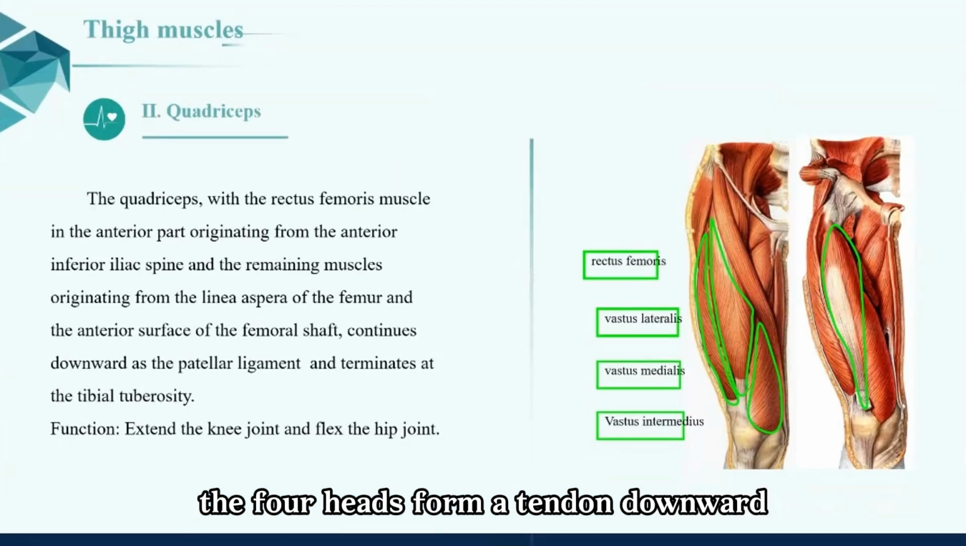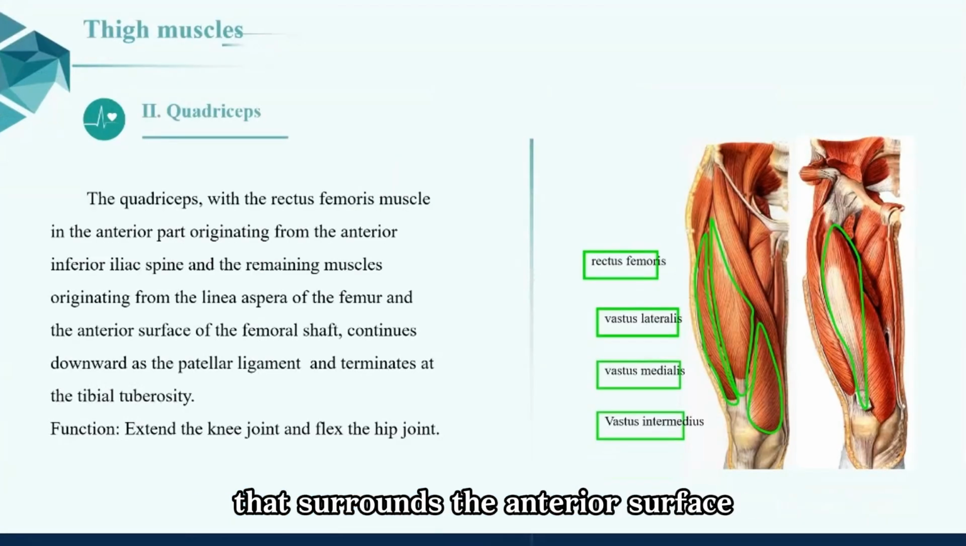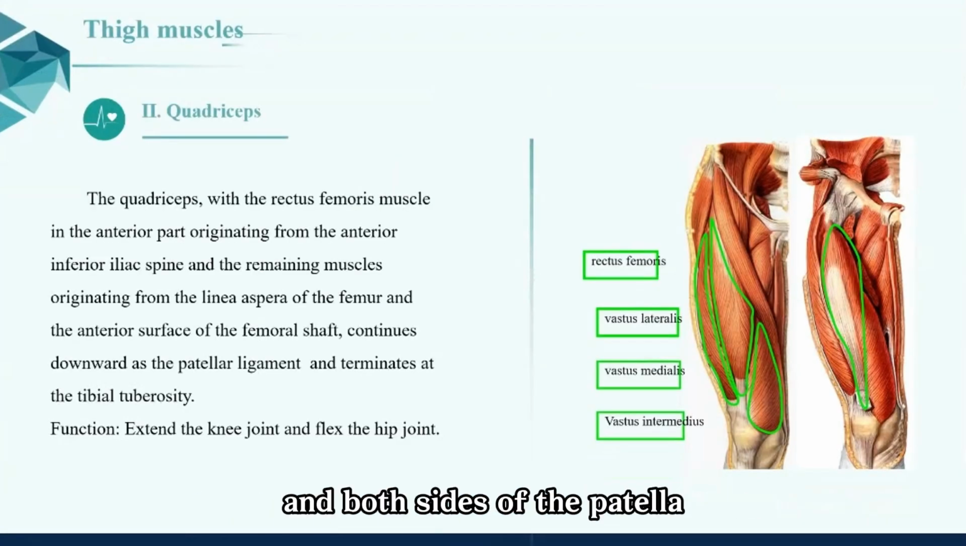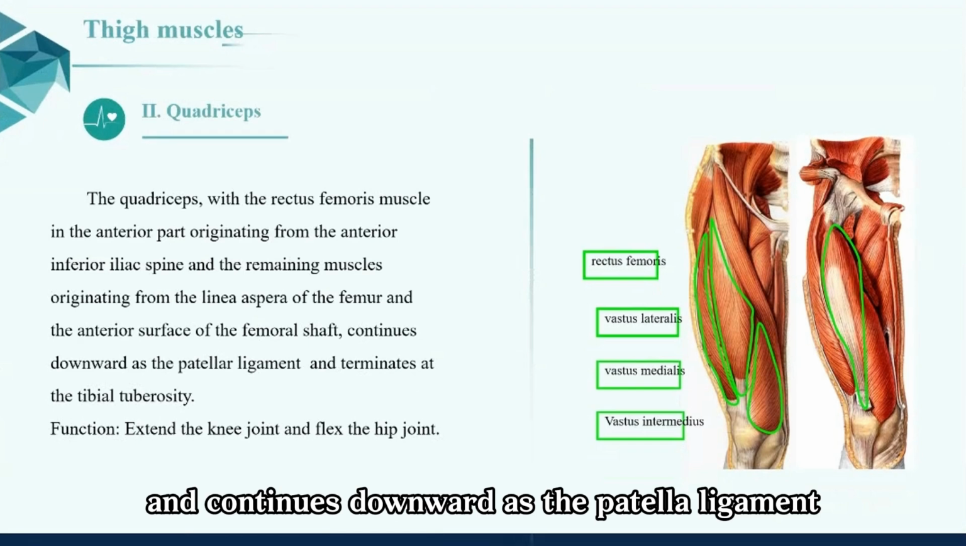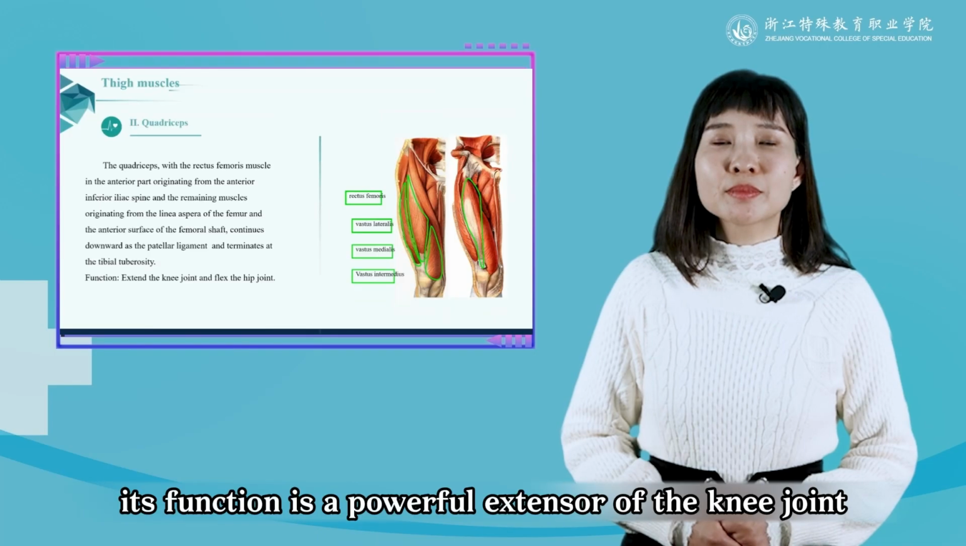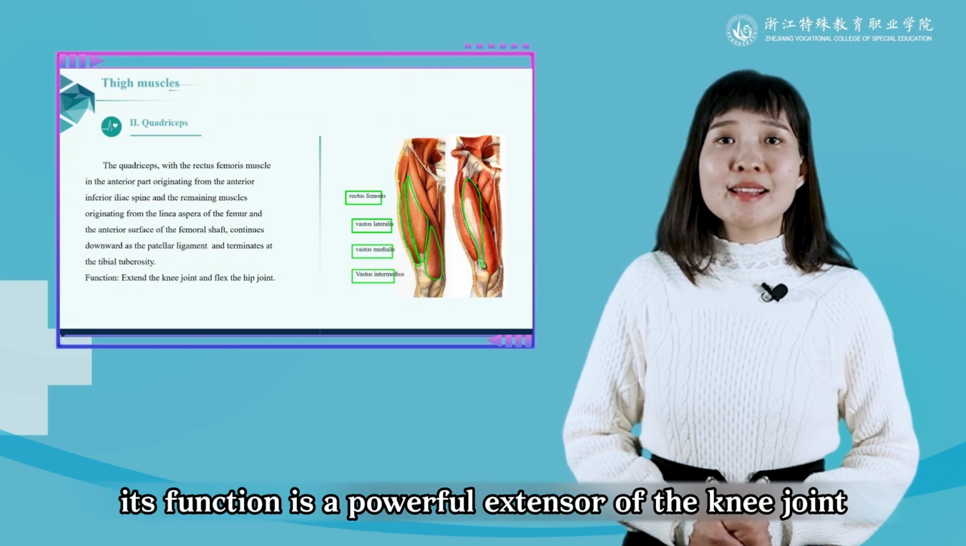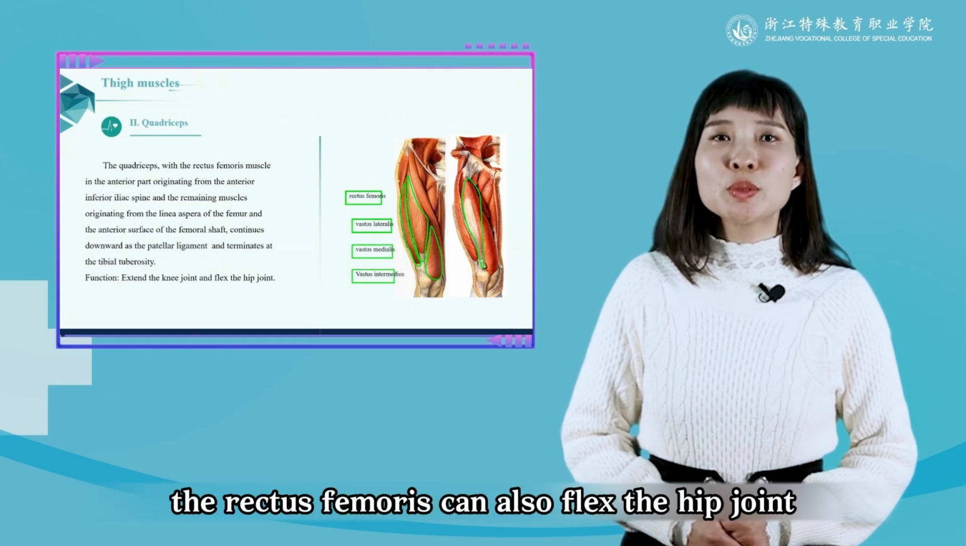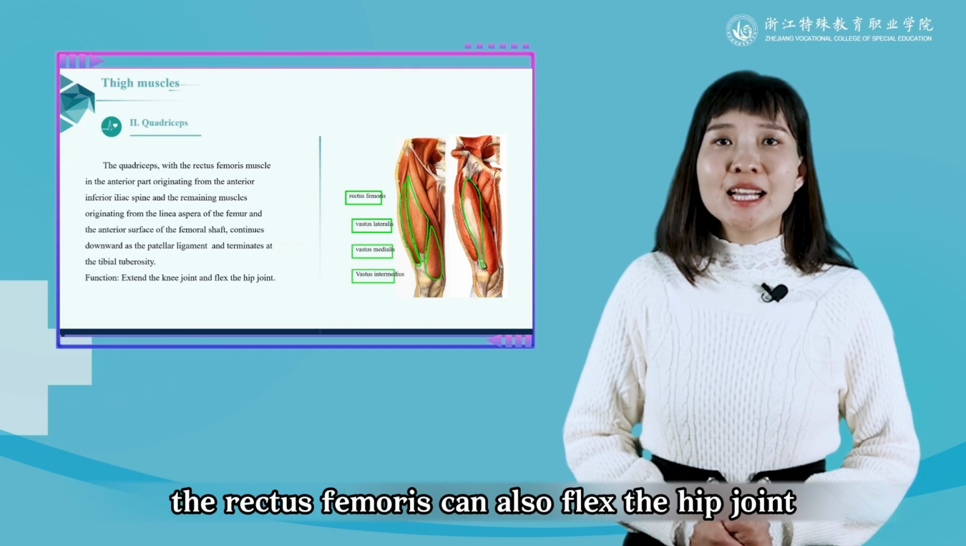The 4 heads form a tendon downward that surrounds the anterior surface and both sides of the patella, and continues downward as the patellar ligament. It terminates at the tibial tuberosity. Its function is a powerful extensor of the knee joint. In addition, the rectus femoris can also flex the hip joint.